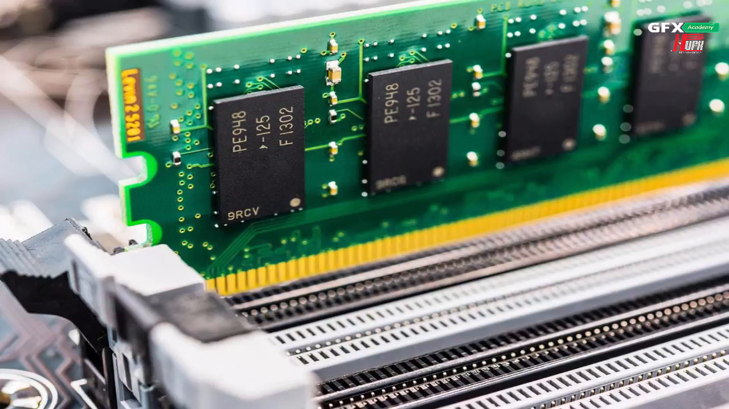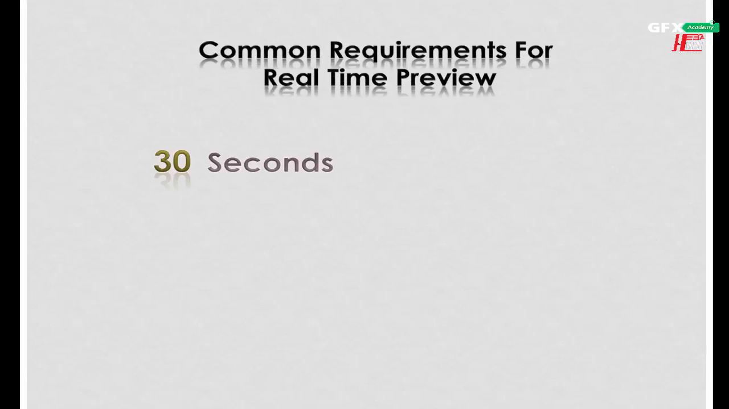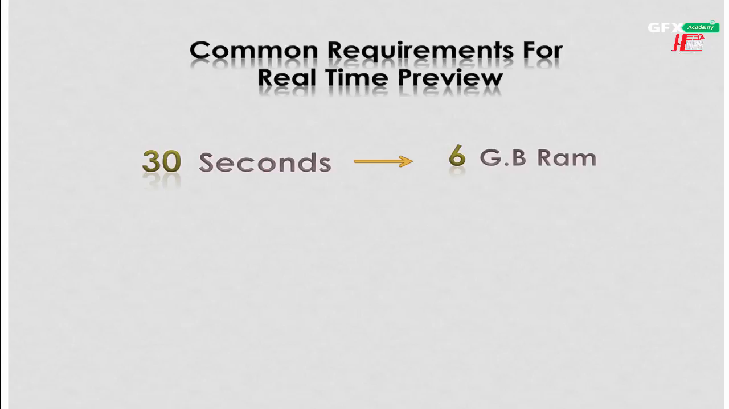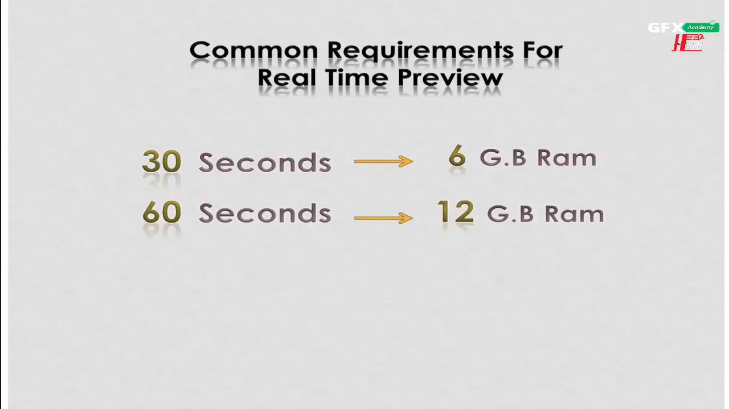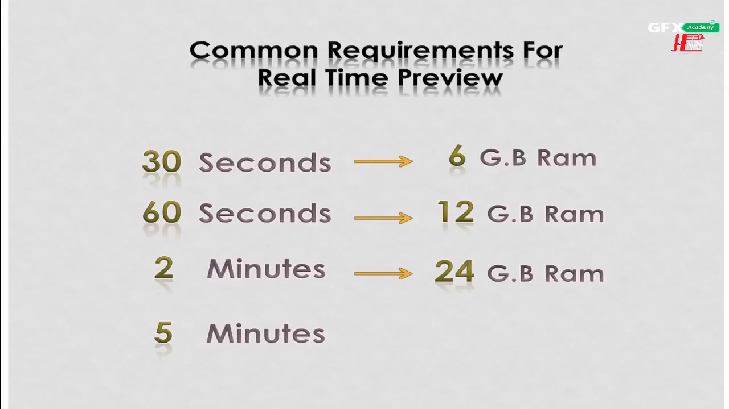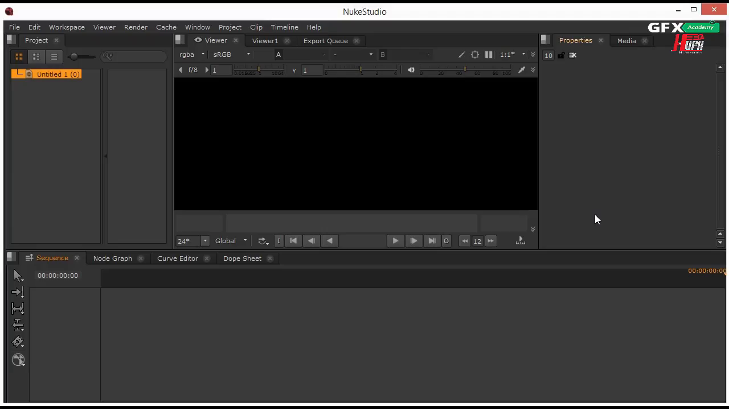For example, if you're dealing with a sequence of about 30 seconds, you will need about 6 gigabytes of RAM to be cached in your memory. If you're dealing with about 60 seconds, you'll deal with 12 gigabytes. If your shot is 2 minutes long, you will need 24 gigabytes. But if it is 5 minutes, it will be about 58 gigabytes. That's not my calculation, by the way. These are the calculations of the VFX artists that are dealing with Nuke Studio every day. So it's really important to have lots of RAM in order to be satisfied with your shots, to see your shot in real time, in order not to render it in a certain way and then be surprised by the result after that.